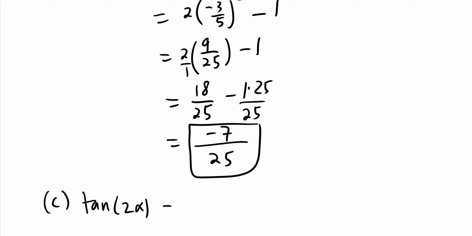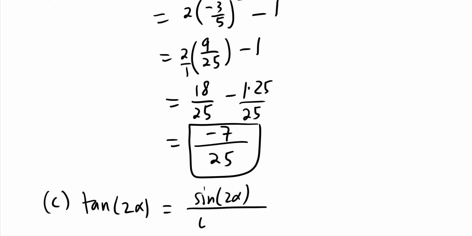The last one, they want us to find tan 2 alpha. But wait, we don't have a formula for that. So in this case, we do sine 2 alpha over cosine 2 alpha. Sine, we found, is negative 24 over 25, and cosine is negative 7 over 25. The 25s cancel out. So the answer is negative 24 over negative 7. The negatives cancel. So that's for tangent.